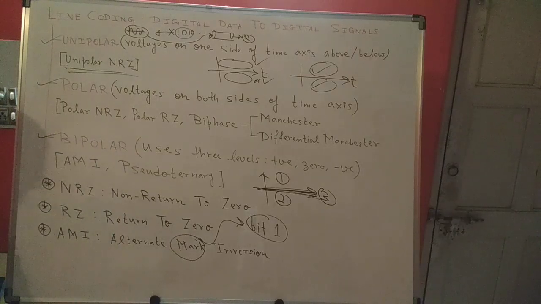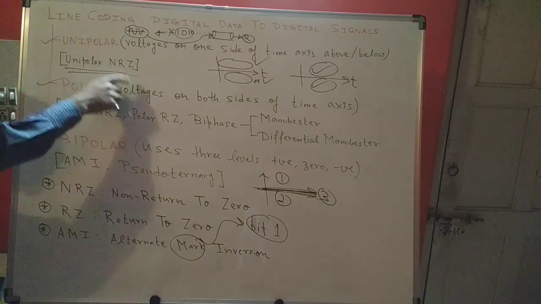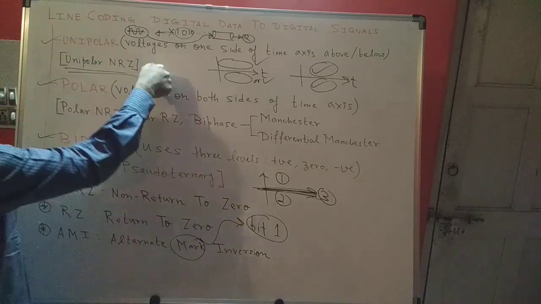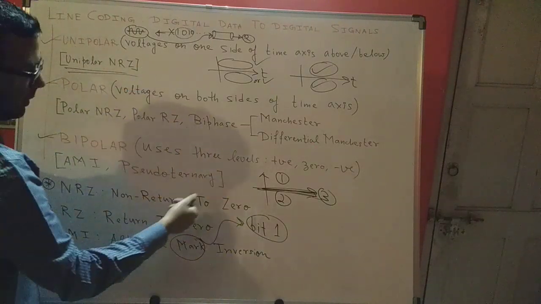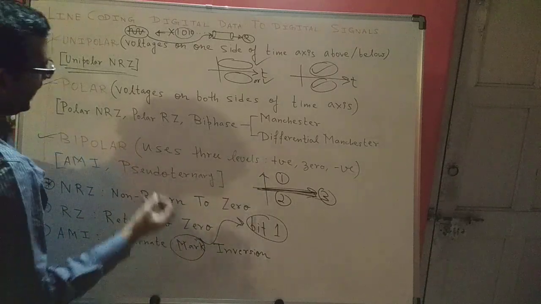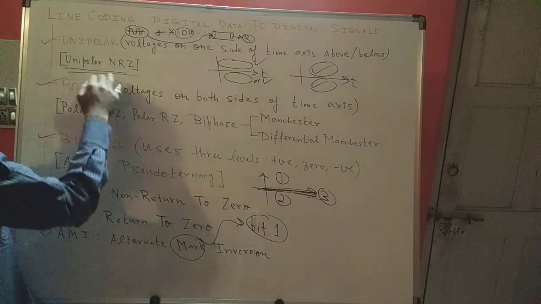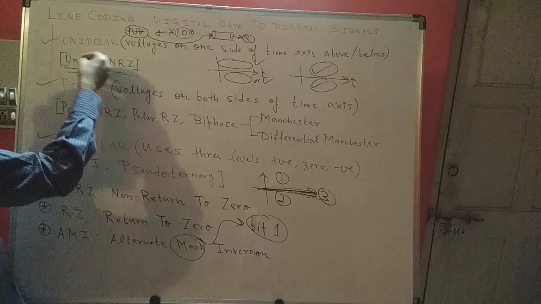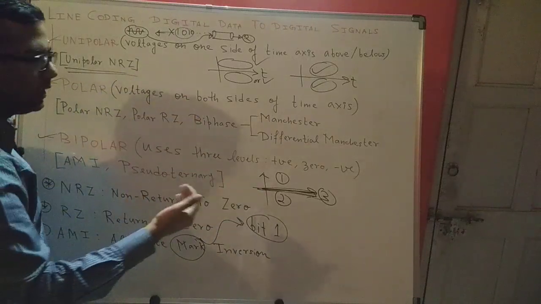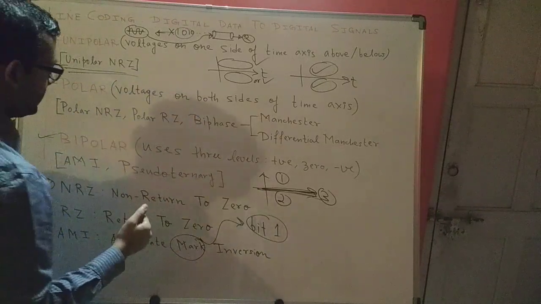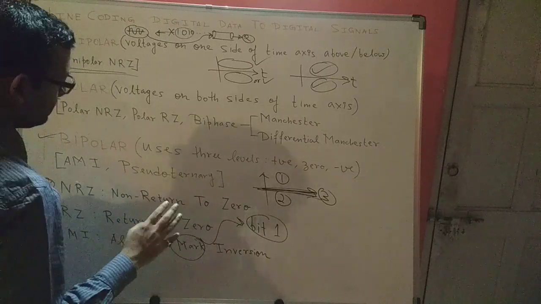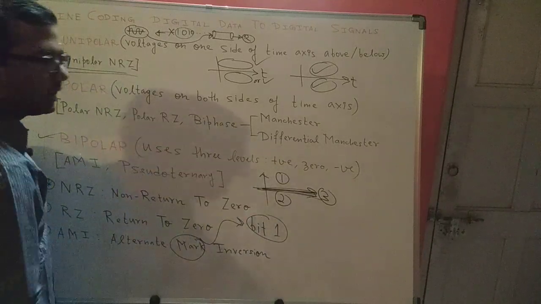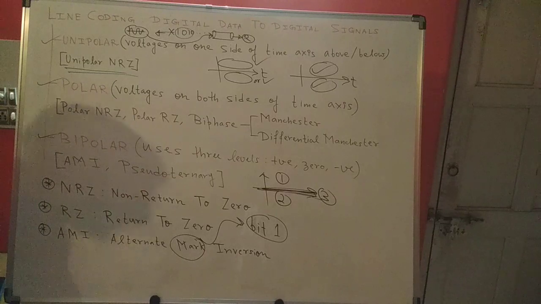So in the next few videos, we'll see an example of each of these techniques. We'll see unipolar NRZ, polar RZ, AMI. We'll take any bit pattern and use any of these techniques to convert it into the equivalent signal pattern. There will be a few rules that we need to keep in mind. We'll use those rules and convert the digital data into digital signals.